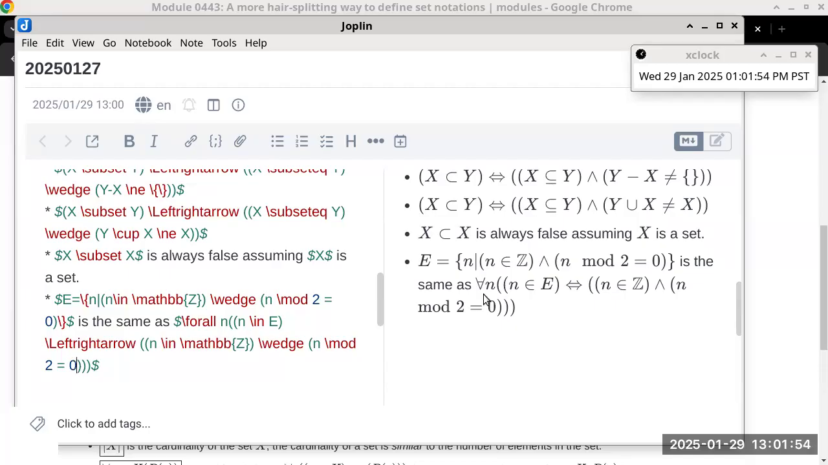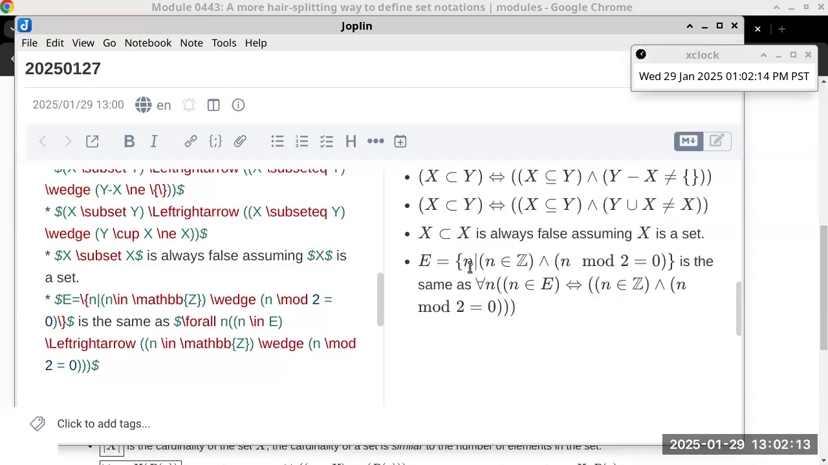If the right hand side of the if and only if is true, then the left hand side also has to be true, which means 2 has to be an element of set E by the definition, by the way we define it. Is that okay? So it's a notational kind of thing.